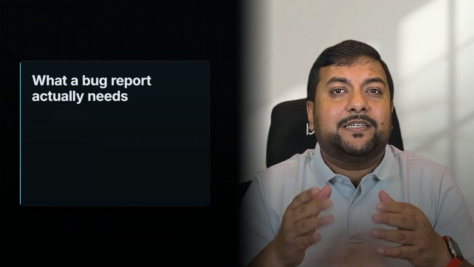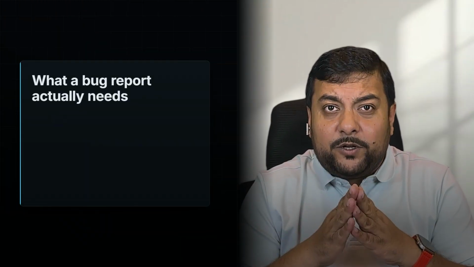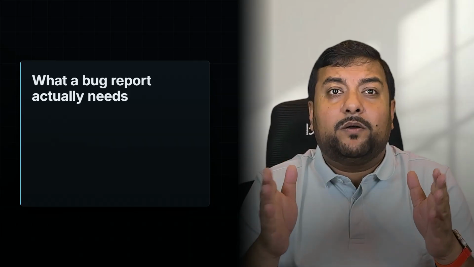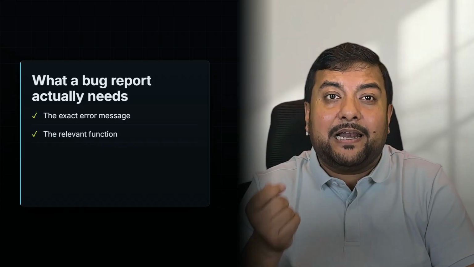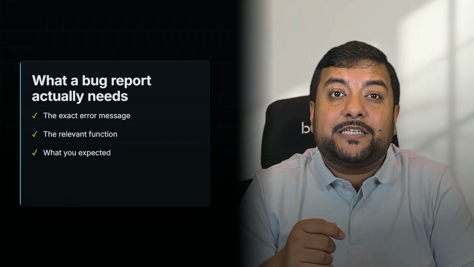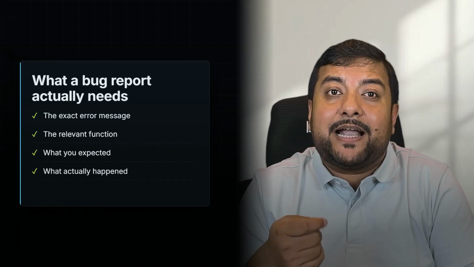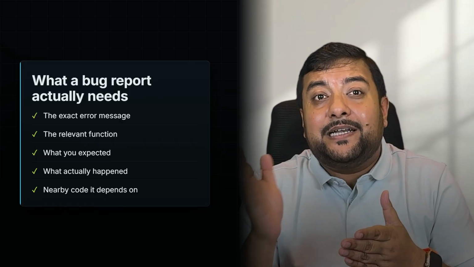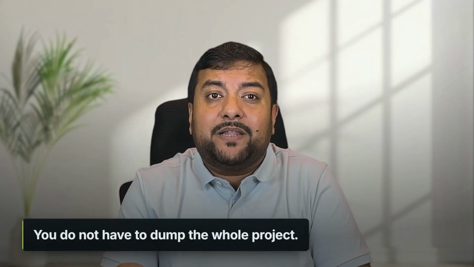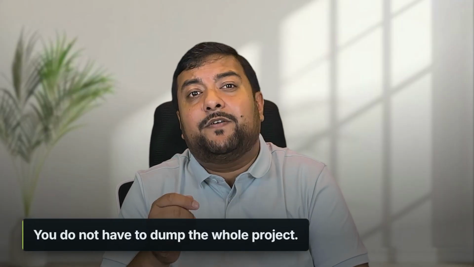The same logic applies to code. Suppose one function is giving you an error. Do you need to upload the complete repo? Usually no. Start with the exact error message, the relevant function, what you expected to happen and what actually happened, and the nearby code that the function depends on. If the AI needs more information, it can always ask you, right? You don't have to dump the complete project into the first prompt.